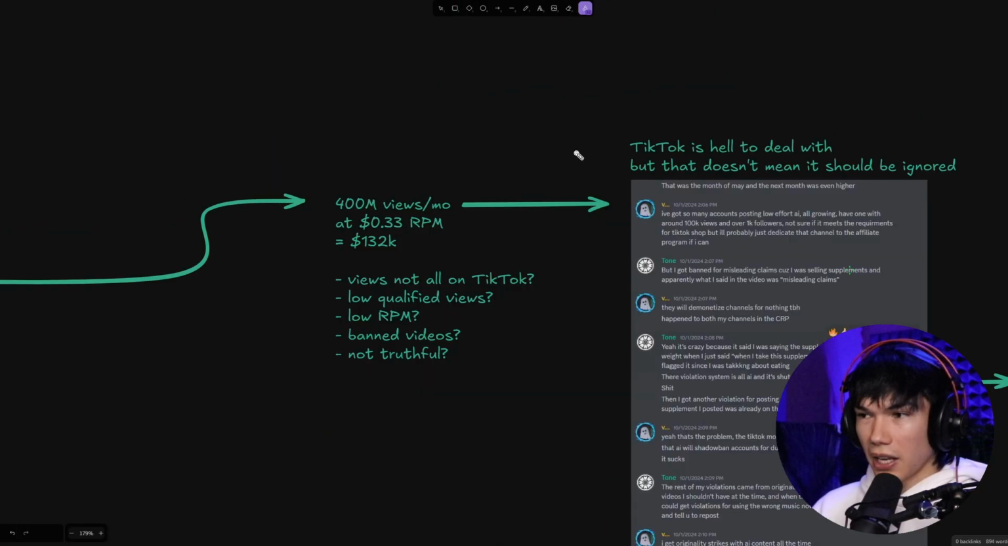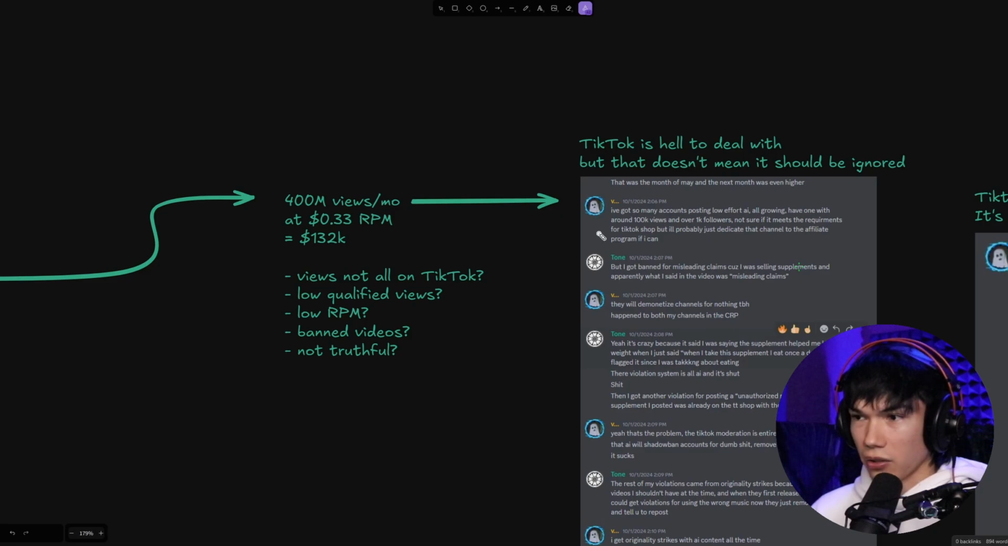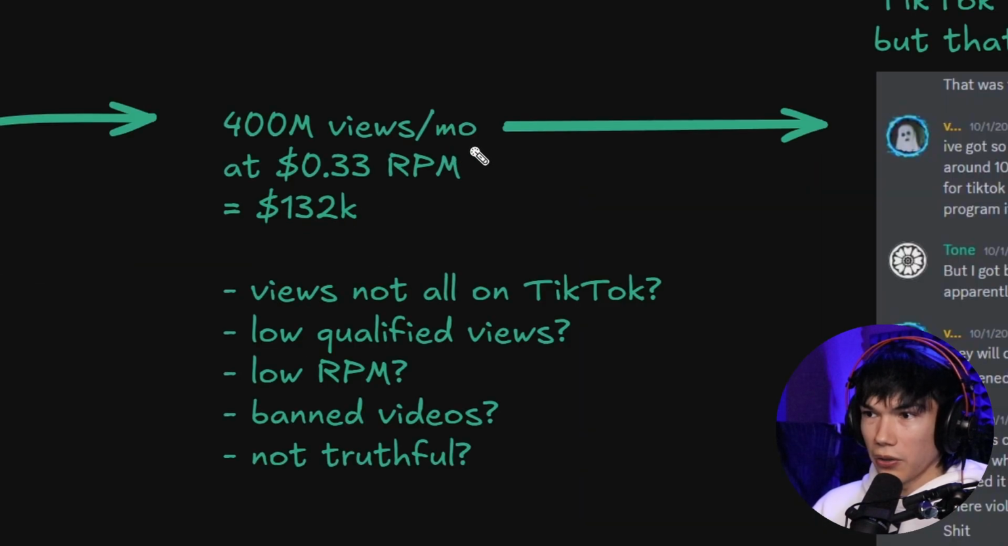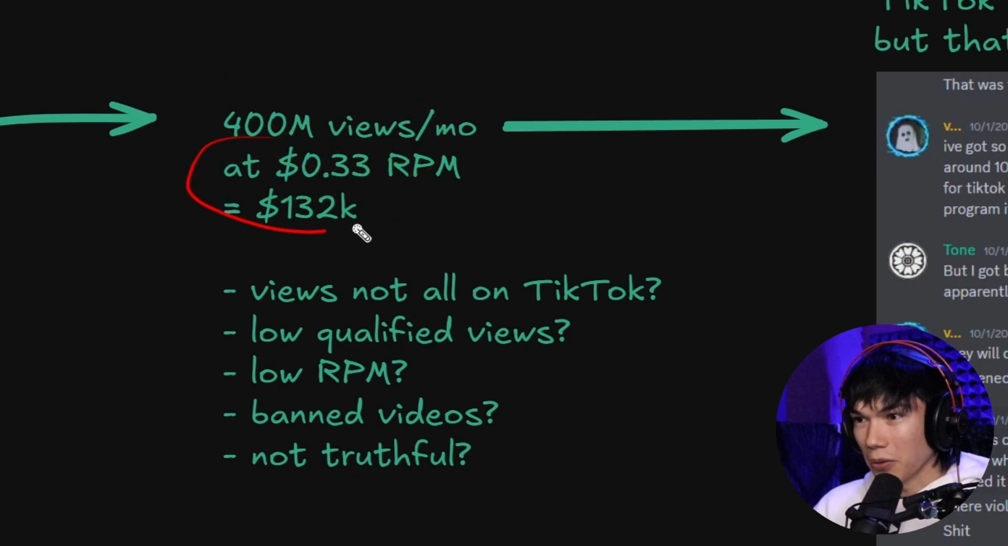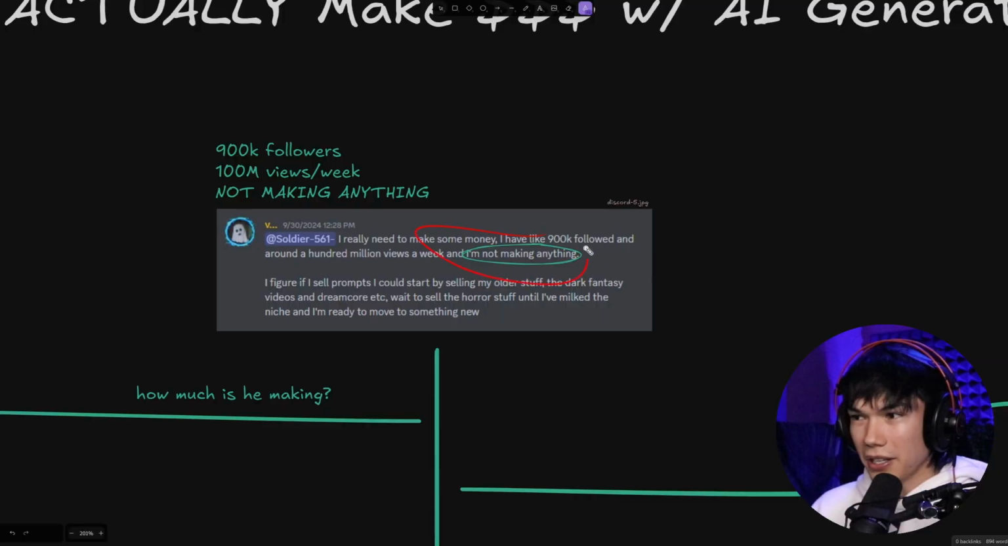So now we're going to use the same logic and math and apply that to VoidStomper's situation to guess how much he's making with just the creators reward program. We're going to use the same 33 cents RPM, which, if he's getting 400 million views a month, is equal to $132,000. That's a lot, but he says he's not making anything. So what's the problem here?